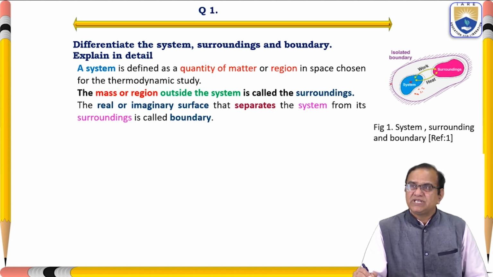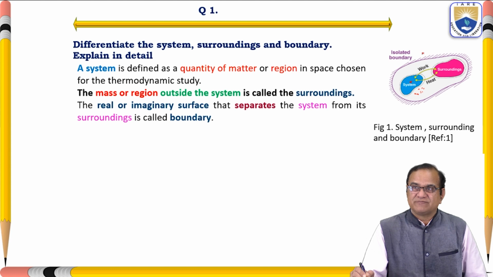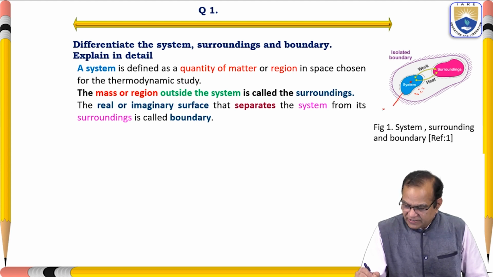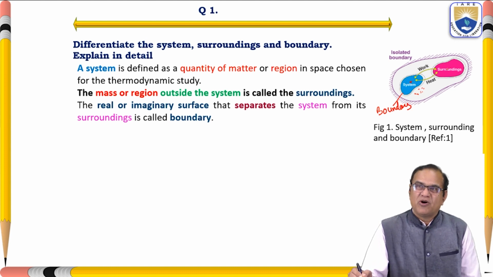And here, if you see, there is a boundary that is called the isolated boundary. If you make it like this, heat and work will not transfer out of this. But there is one more boundary here, that is called the system boundary. This system boundary separates the system from the surrounding boundary.